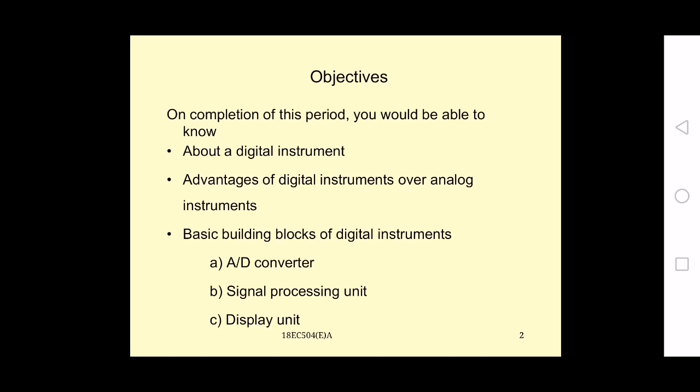Whatever information is present is totally analog in nature, and we have to convert it into digital form. So digital instruments basically consist of the analog to digital converter, and then the signal processing that will process the digital signal converted from the analog, and that processed signal will be displayed on the digital readout, which may be an LED or LCD display.